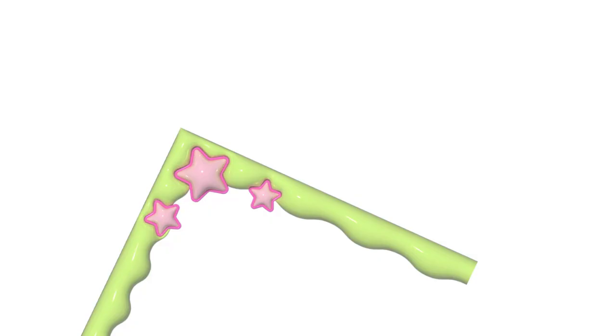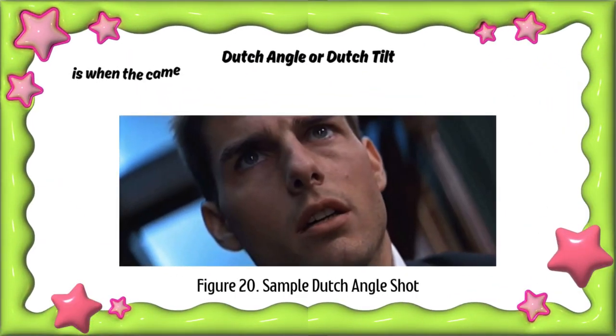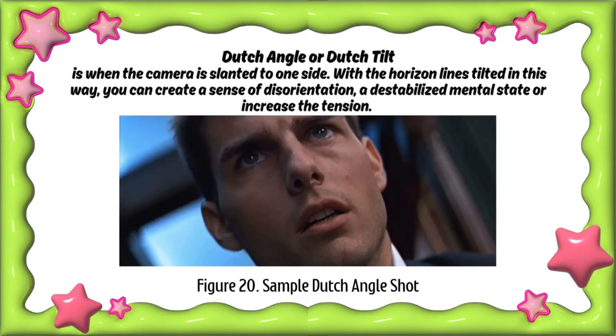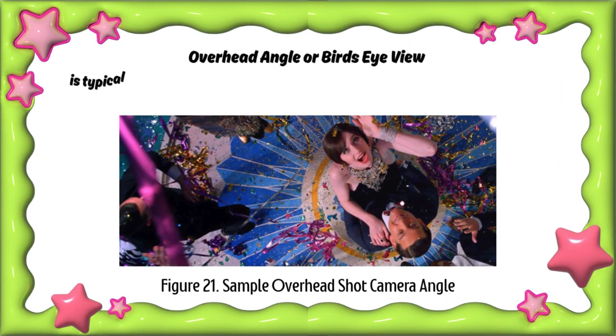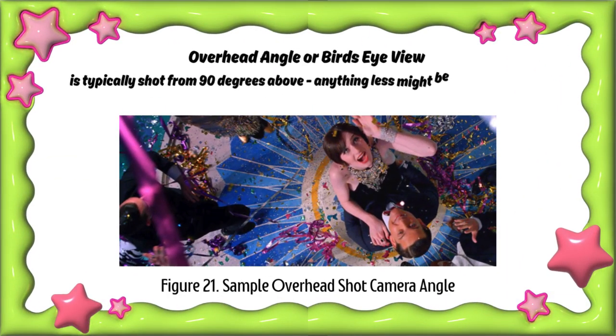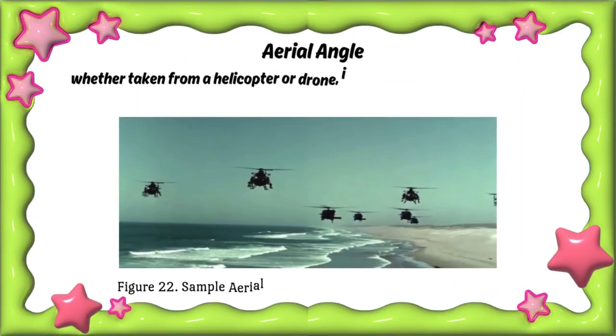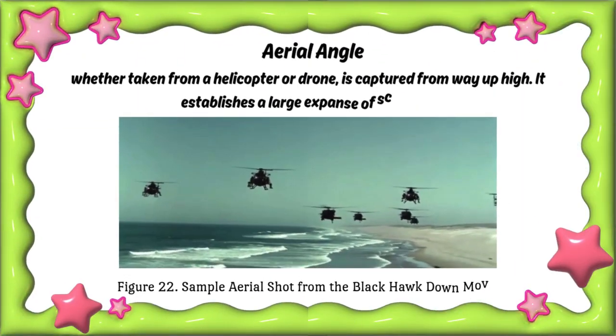Dutch angle or Dutch tilt is when the camera is slanted to one side. With the horizon lines tilted in this way, you can create a sense of disorientation, a destabilized mental state, or increase the tension. Overhead angle or bird's eye view is typically shot from 90 degrees above. Anything less might be considered high-angle shot instead. It provides perspective on a scene. Aerial angle, whether taken from a helicopter or drone, is captured from way up high. It establishes a large expanse of scenery.